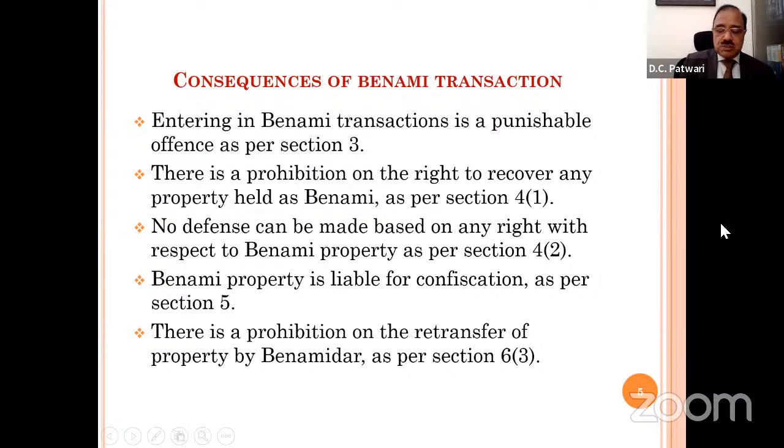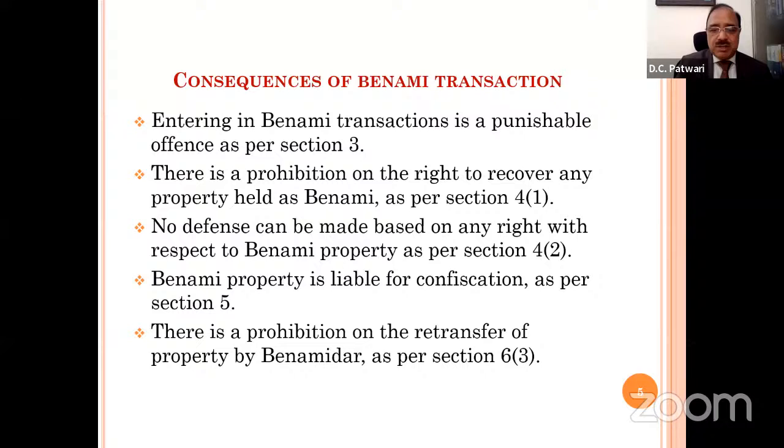What are the consequences of Benami transactions? Anybody entering into a Benami transaction commits a punishable offense, and can be punished under Section 53 of the Amended Act. The punishment is from 1 year to 7 years of rigorous imprisonment. So that is the immediate consequence. There is a prohibition on the right to recover any property held as Benami. As I told earlier, the consideration payer could have claimed rights over the property from the Benamidar, but that is not possible after this act.